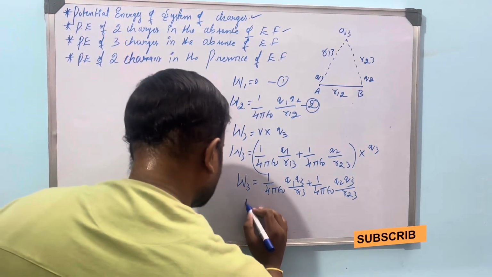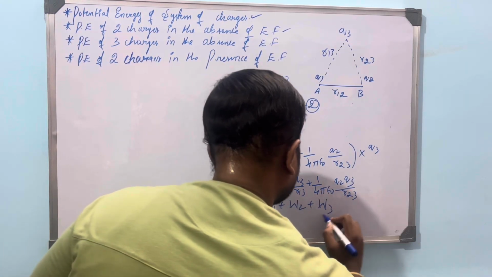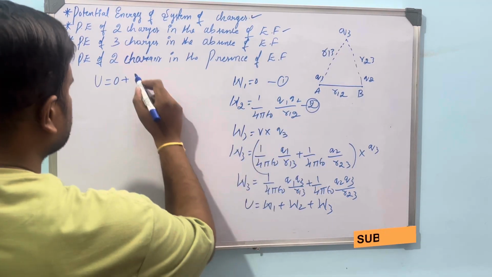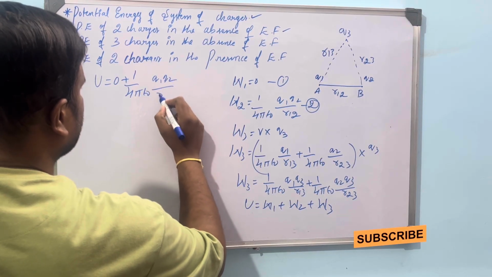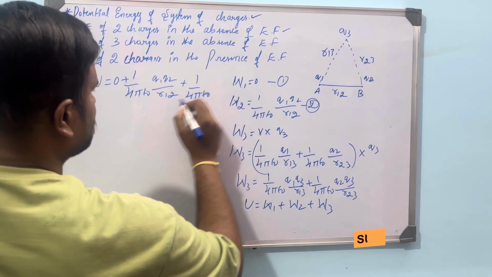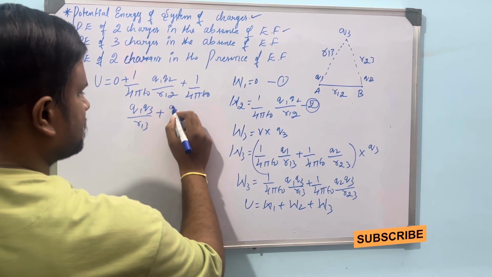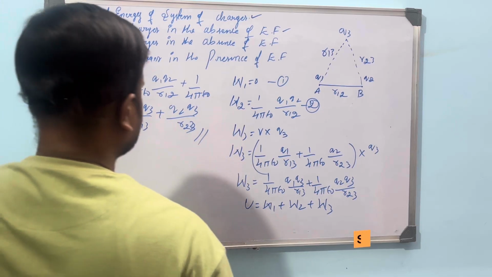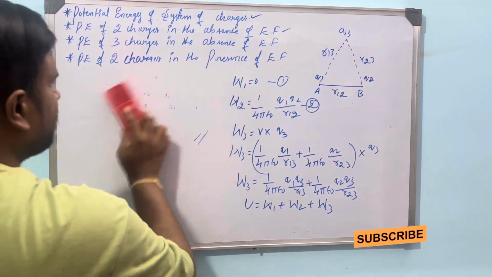Now add all the works. So U is equal to W1 plus W2 plus W3. U is equal to W1 is 0, plus W2 which is 1 divided by 4 pi epsilon naught Q1 Q2 divided by R12, plus W3 which is 1 divided by 4 pi epsilon naught, Q1 Q3 divided by R13 plus Q2 Q3 divided by R23. Okay, so this is the final expression for the system of three charges in the absence of electric field.